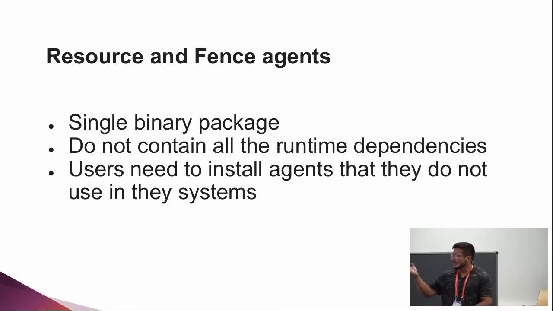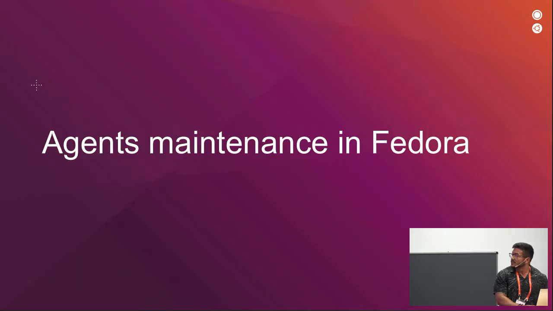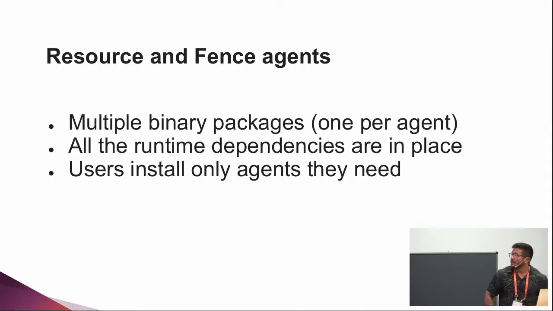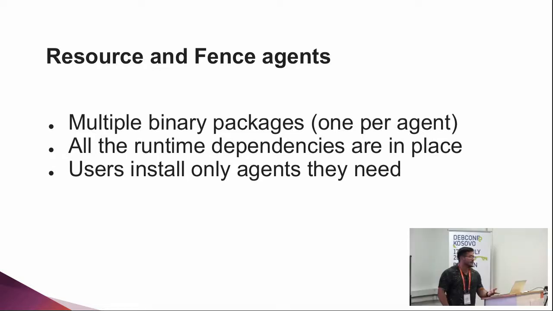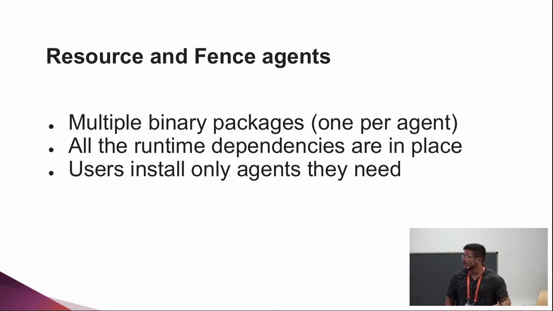So as I mentioned here, users need to install agents that they do not use in their systems, which is not great. And what has been done in Fedora, for instance, they also have each of those resource and defense agents. They are separate source packages, but each of them provide multiple binary packages, basically one per agent. So you would have one for Postgres, one for Apache, one for LXC, whatever you want. So you can install just what you need and not a bunch of random scripts that you will not use. And there you will get all the needed runtime dependencies.